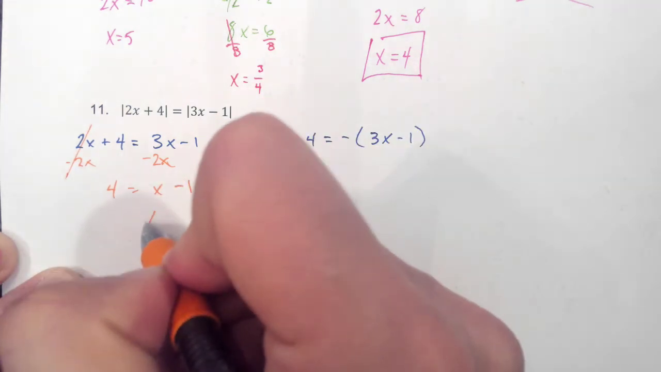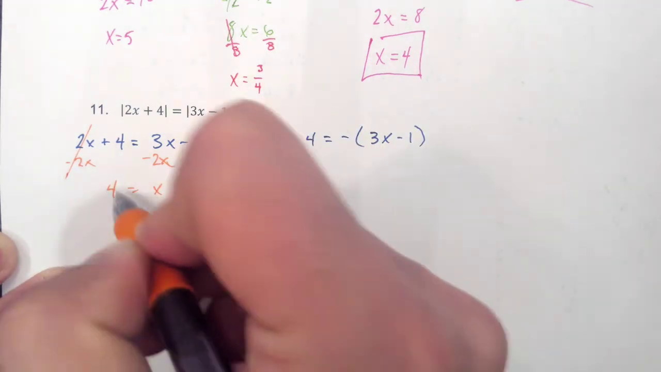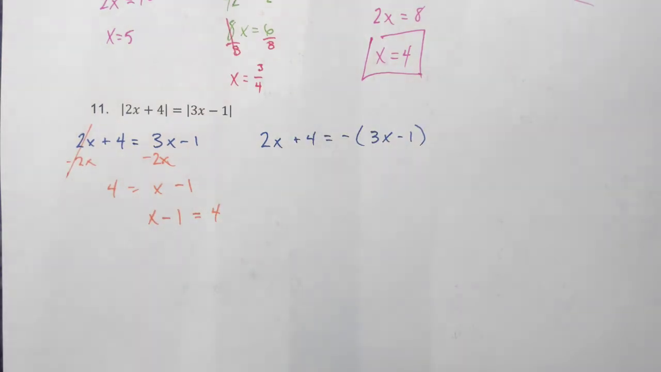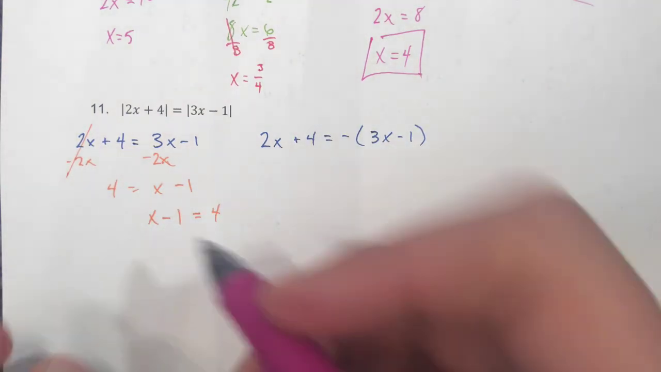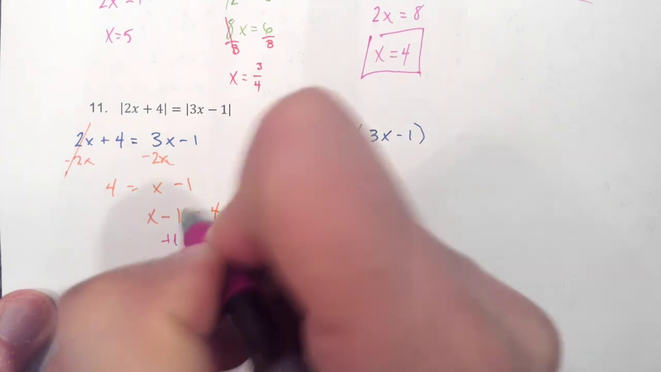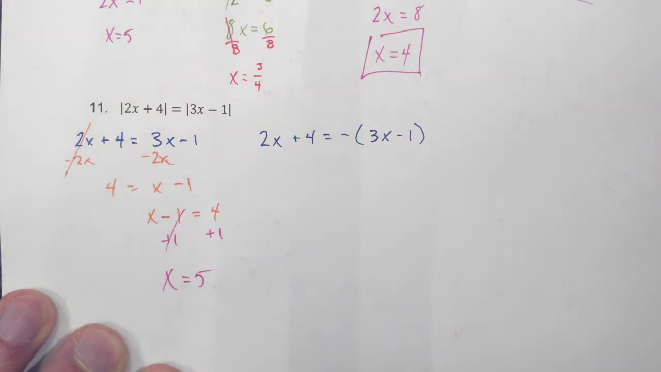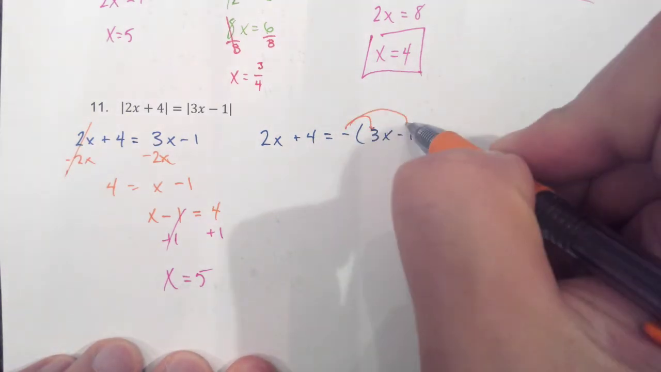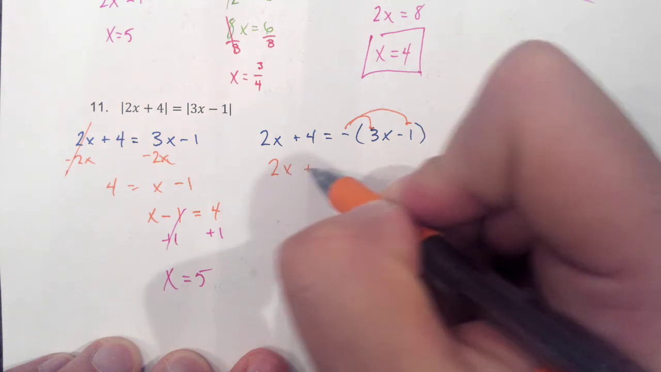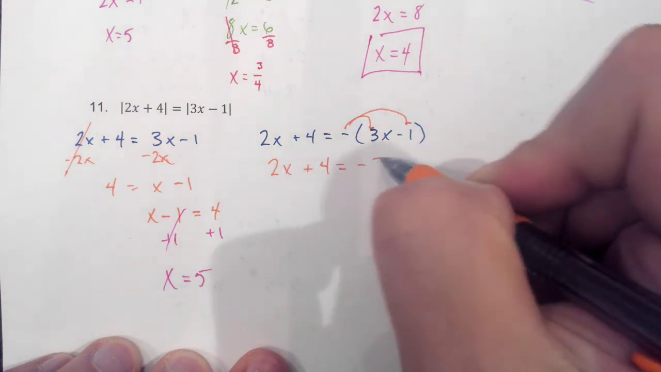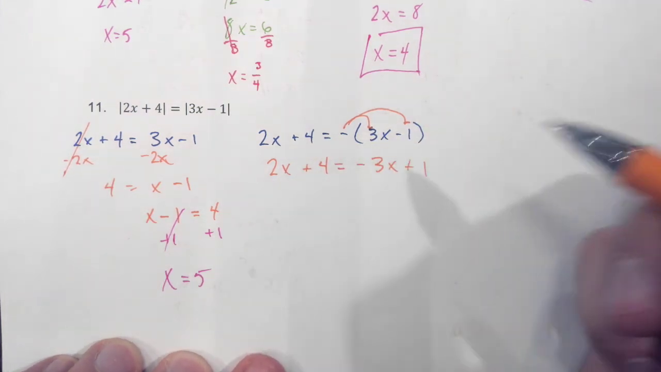Okay, I like my variable to be on the left side, so I'm going to say x minus 1 equals 4. And just one more step to solve that. We add 1 to both sides of the equation, and x would be 5. Okay, let's look at that second equation. Start by distributing that negative through. So I would still have 2x plus 4 equals negative 3x plus 1.